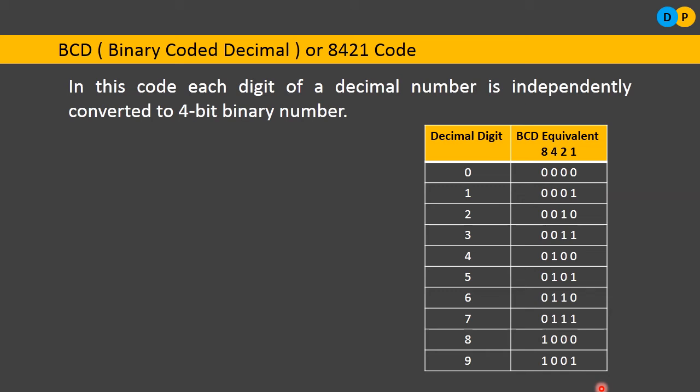It is not just restricted to 8421. If you want, you can increase it. Followed by 8, you'll be getting 16, followed by 16, 32, 64, like that. You can continue. But here in BCD, we'll be considering only 8421.